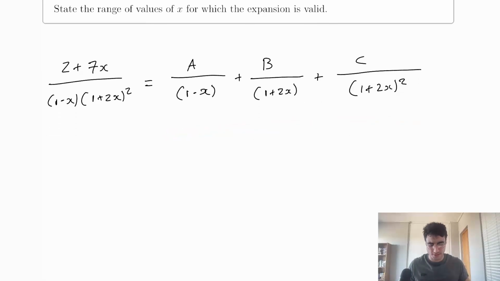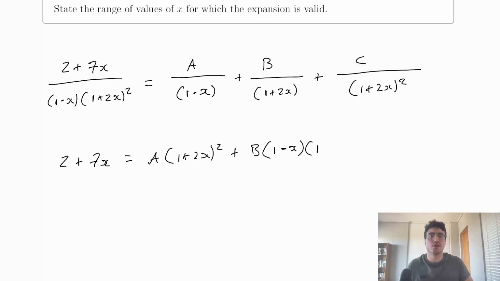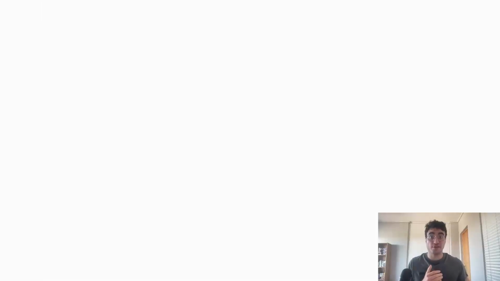So next thing I'm going to say is, okay, look, 2 plus 7x then, that's going to equal A times 1 plus 2x squared, okay, and then plus B times 1 minus x, okay, then 1 plus 2x, okay, and lastly C, what's that going to be? Well, it's going to be times by 1 minus x. So after this, guys, we can now say, well, how are we going to get to a situation where we can solve for A, B, and C?